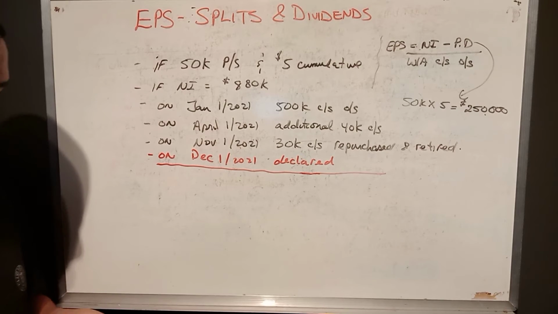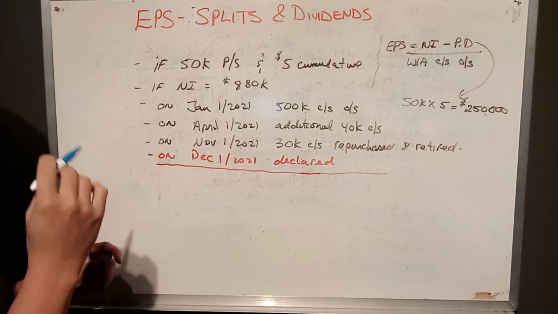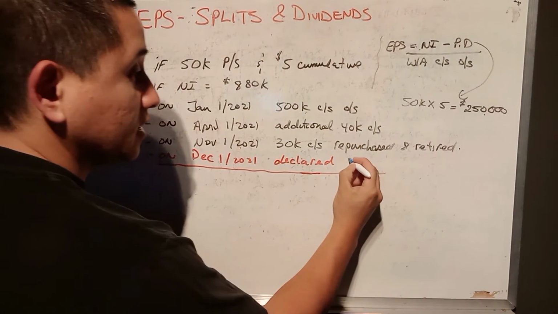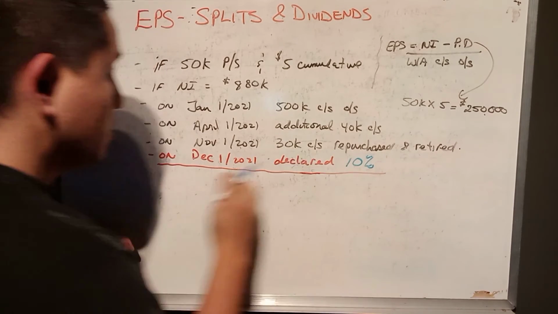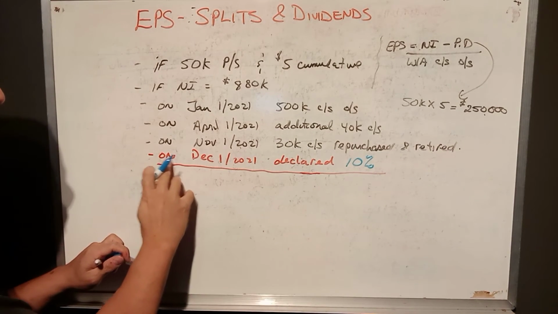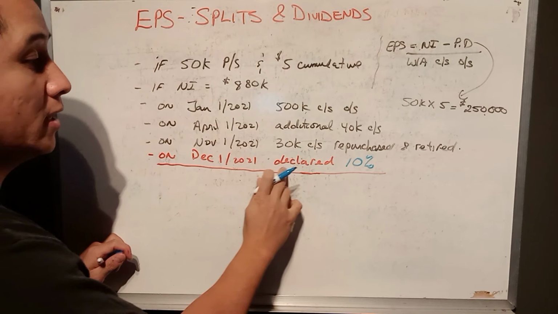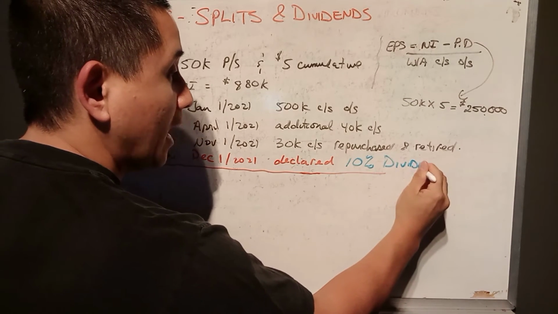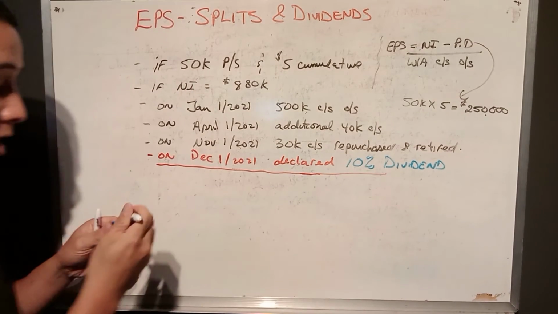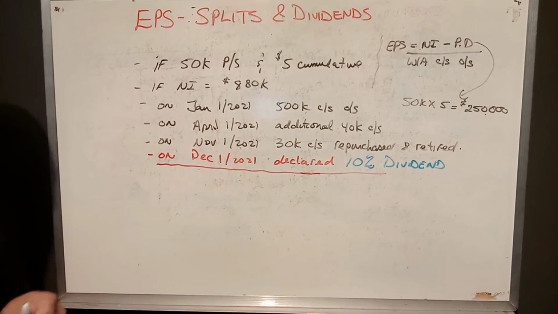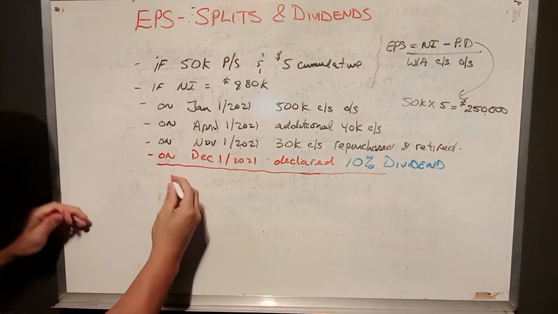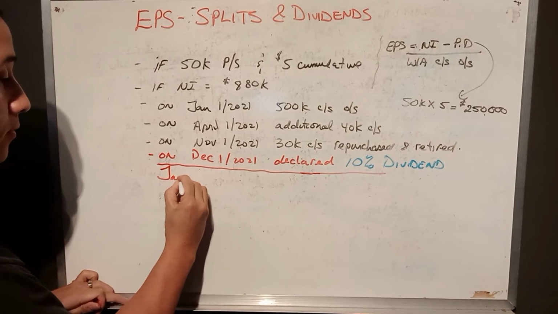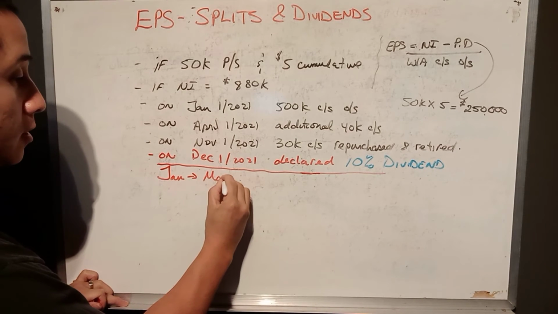So now let's have a look at if there was a 10% dividend declared. So instead of a 2-for-1 stock split on December 1st, 2021, the company declared a 10% dividend. So how would that affect our computation? Well, let's go through this. Let's go through from January to March.